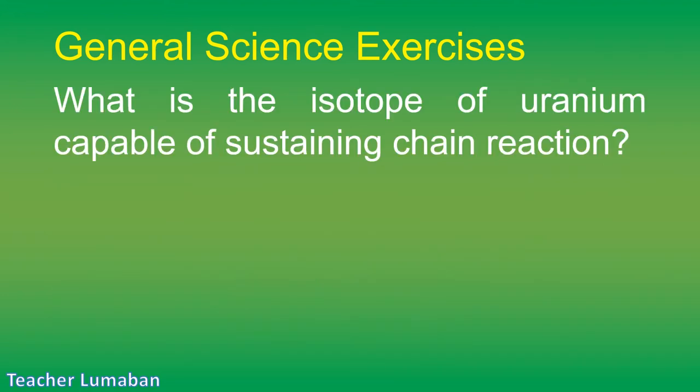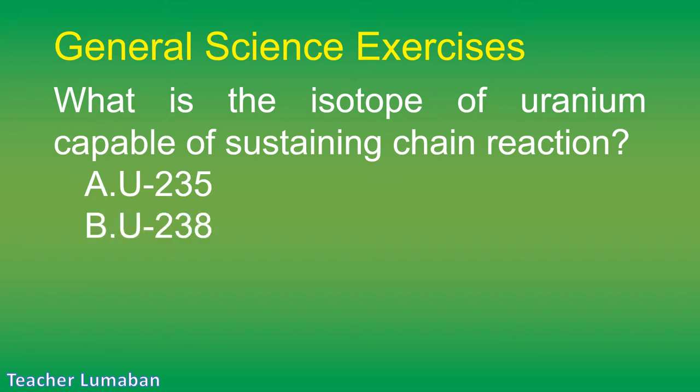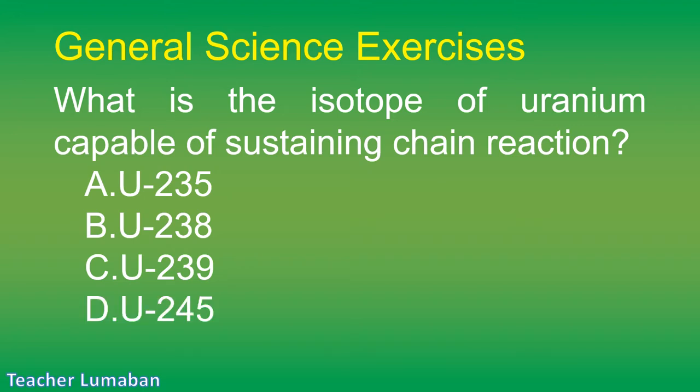What is the isotope of uranium capable of sustaining a chain reaction? Letter A, U-235. Letter B, U-238. Letter C, U-239. Letter D, U-245. Choose the suitable answer to the following choices in 5 seconds. 5, 4, 3, 2, 1. The correct answer is letter A, U-235.